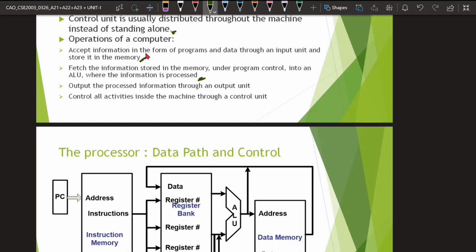Once it is stored in the memory, whenever it is required, it will be fetched from the memory, then decoded, and then some operation is done with the help of the ALU. Once it is processed, it will be stored to a memory location or delivered to the output. So the processed information goes out through the output unit. Control all activities inside the machine through the control unit. Whenever any operation is performed throughout the computer system, it is controlled by the control unit itself.